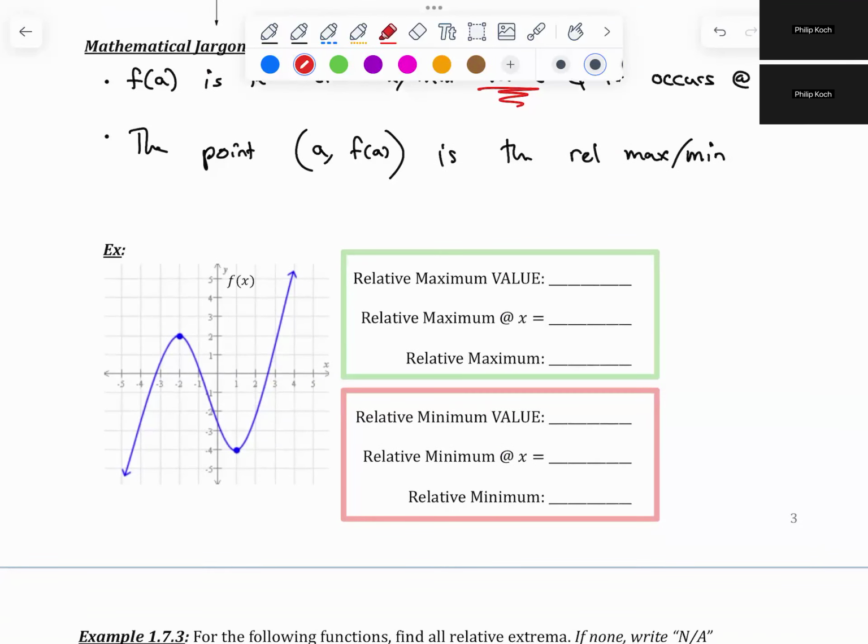So the relative maximum is right here at negative 2 comma 2. The relative maximum value is 2. The relative maximum occurs at x equals negative 2, and the actual maximum itself is the point negative 2 comma positive 2. Similarly, the relative minimum value is the y value. It's negative 4, and it occurs at x equals 1. So the relative minimum is the point 1 comma negative 4.